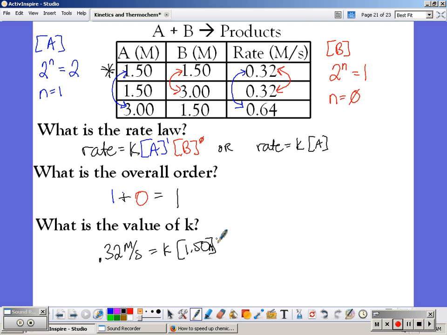So all we have to do here is divide by 1.5. And we get a value of 0.21. Molarity cancels, and I'm left with 1 over seconds. You could also write that as 0.21 s to the negative 1.